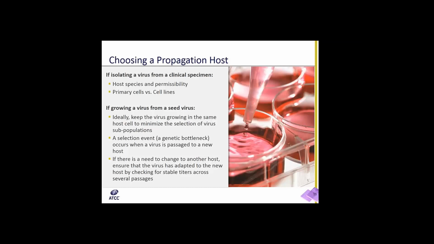For tissue culture adapted strains, ideally you want to keep the virus growing in the same host cell to minimize the selection of virus subpopulations. Oftentimes the genetic bottleneck, which is a selection event, will occur when a virus is passaged to a new host. If your experiment needs a change to another host cell, ensure that the virus has adapted to it by checking for stable titers across several passages.